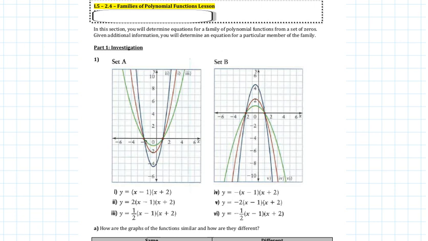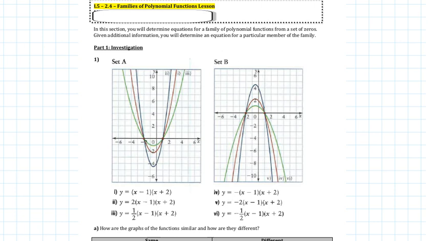So let's say if I give you a set of zeros, right? Would you be able to find multiple equations, or would it be one equation? And then how can you find the difference, and how can you do it?